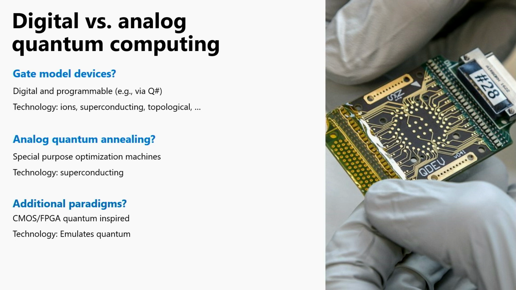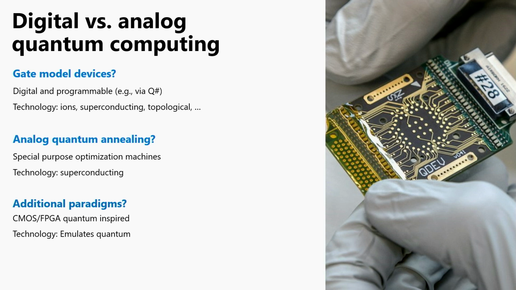In contrast, you have analog quantum annealing machines. These are special purpose devices. Think of them as a machine designed to do one particular task, in this case, optimization. They are analog, meaning that you kind of get to look at the problem. There's always errors attached to this. And they're made out of superconducting flux qubits.